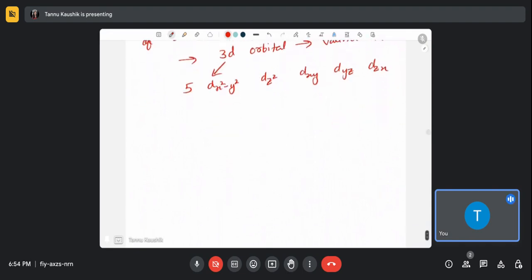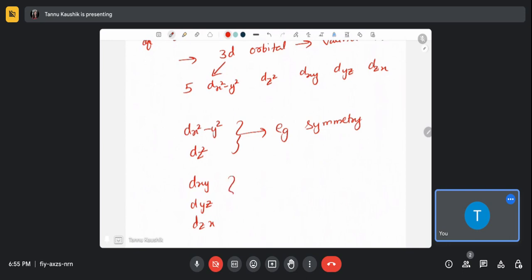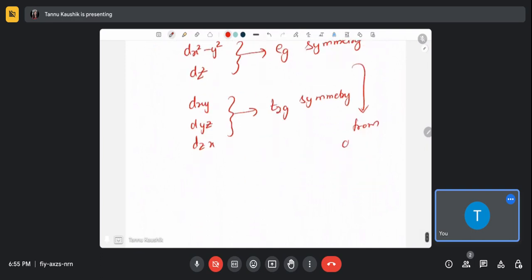Out of these, using the quadratic functions in the character table, which are in the fourth column, you will find out in which irreducible representation these symmetries x2-y2 and z2 are present. So dx2-y2 and dz2 have eg symmetry. dxy, dyz, and dzx have t2g symmetry from the character table.